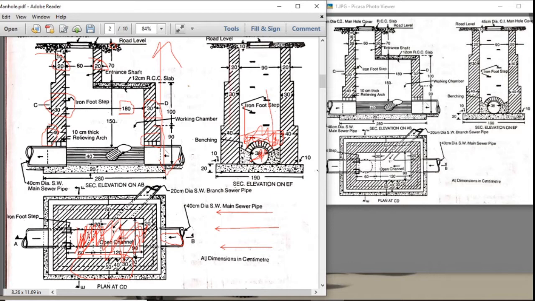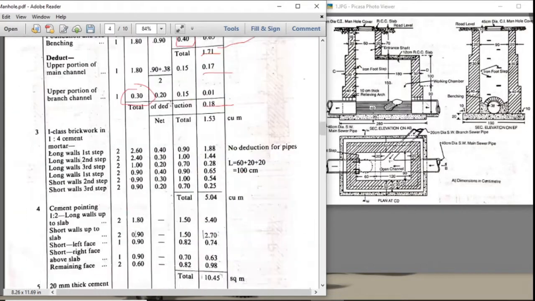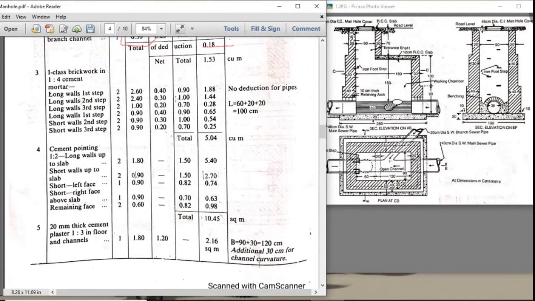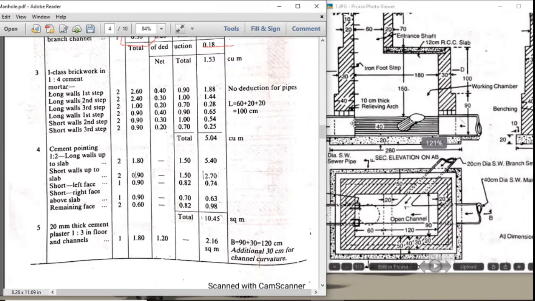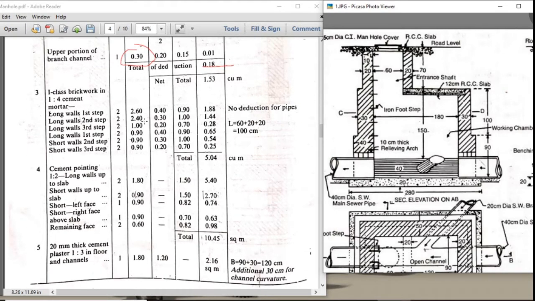Then the breadth values are like this. Okay, when you do the problem, we come to know. So come here. So long wall, first step. So first step of the long wall. So 180 plus 40 plus 40, that is 260. Correct. 260. Breadth is 0.40. Here also 0.40. So 2.60, 0.40, and height is 90. I have given 90 centimeter, 0.9. So 1.88 we will get.